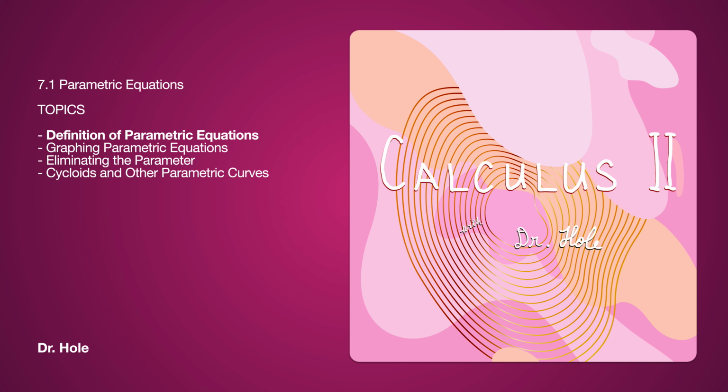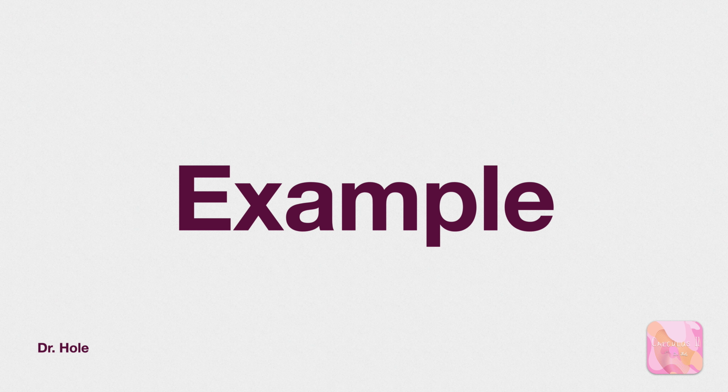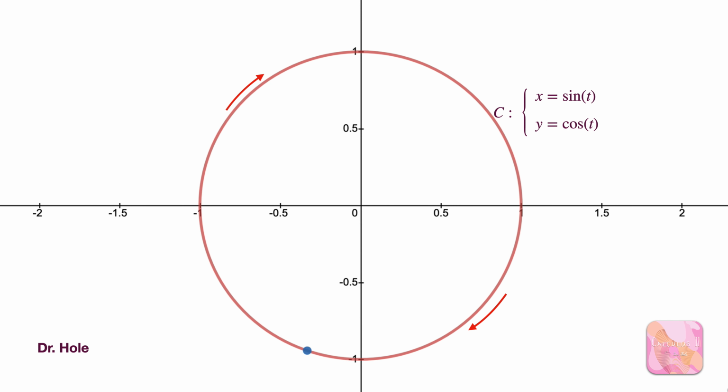How about graphing? Let's take a look at graphing, and we're going to use Desmos to assist us. All right, we're looking at a circle. The center of the circle is the origin. The red curve is a circle of radius 1. The red curve has an orientation which is clockwise.